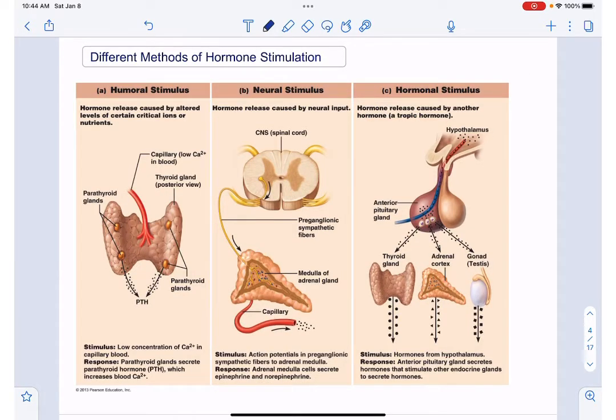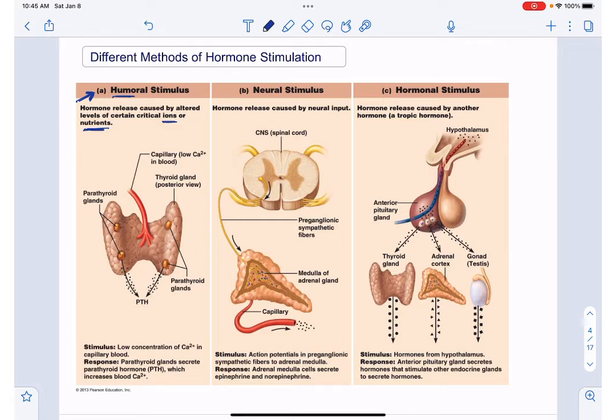So I mentioned that there are different ways that you can stimulate the release of hormones from an endocrine gland. And these are those three different ways. These are the three different ways that you can stimulate the release of hormones from a particular endocrine gland. And the first one is what we call a humoral stimulus. And the humors just refer to the fluids of the body. And so a humoral stimulus is when you have levels of ions or nutrients in the fluids of the body that are going to stimulate the release of a hormone. For example, sodium levels or calcium levels in the blood can stimulate the release of a hormone. Glucose levels in the blood can stimulate the release of hormones. Those are all examples of humoral stimuli.